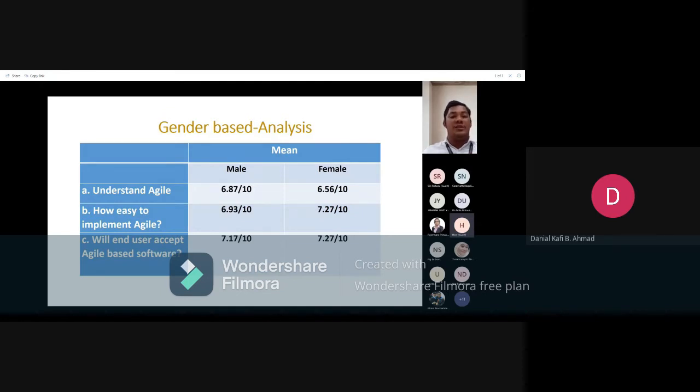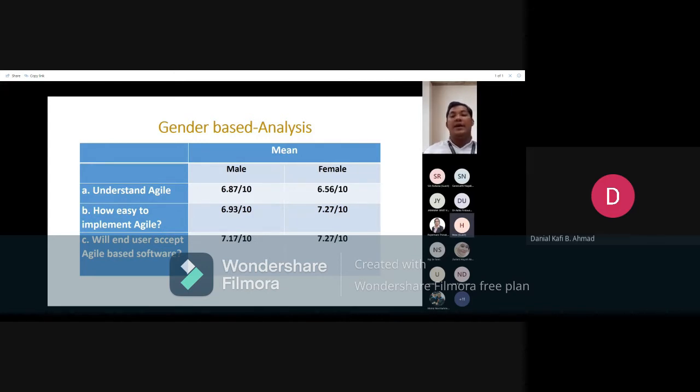So this is the mean, all right? In other words, it is basically a scoring, something like 68 over 100, things like that. Okay, so let's look at the male. We have 6.87 out of 10, which is their understanding of what is agile. So it's close to 7, but not 7. And female have a 6.56. So female has a lower mark as compared to male.